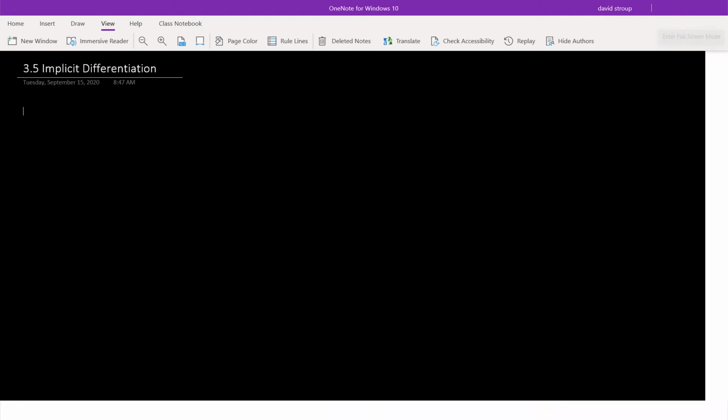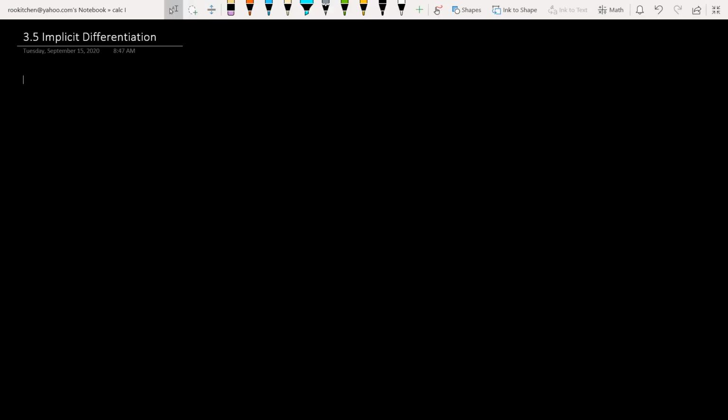Hey, welcome back. This is 3.5, Calc 1, working now with implicit differentiation. And the problem here in this section is that it's not always possible to find an explicit form for your particular function. Okay. So first we just want to talk about what is implicit versus explicit.